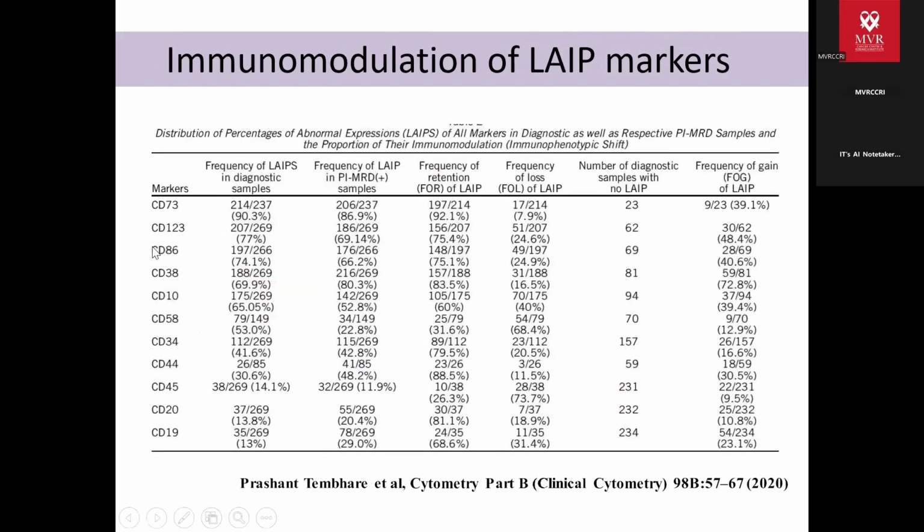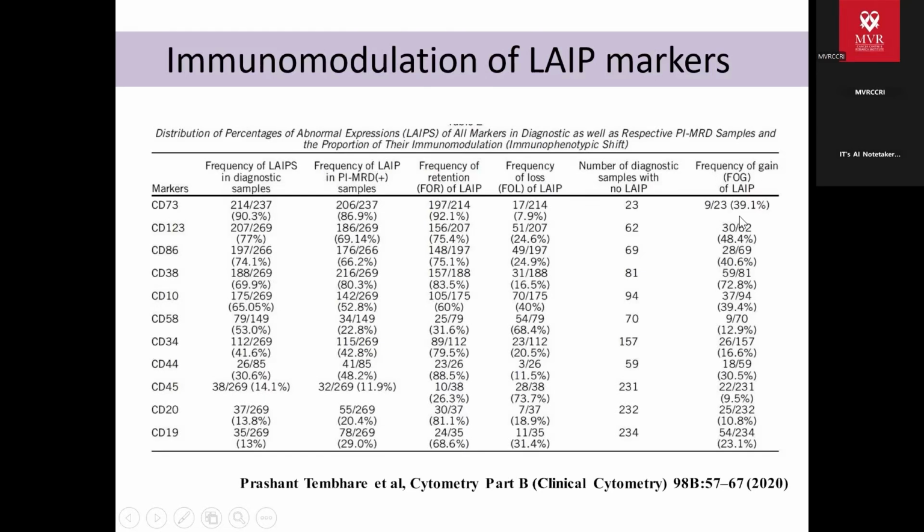So this was a paper by Dr. Tempare, where they have studied the immunomodulation following therapy. These were our leukemia-associated markers which we are using, 73, 123. If you see, in the diagnostic sample, almost 90% of the cases express 73. Whereas following treatment, there was a loss in 7% or 8% of the cases. So if you are just looking for a 73 positive blast, I will miss these 8% of cases. And there was a gain of 73 in 39% of cases.